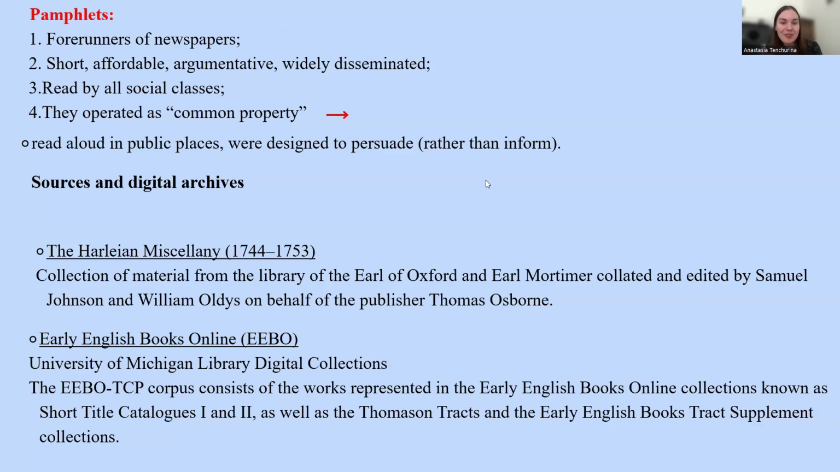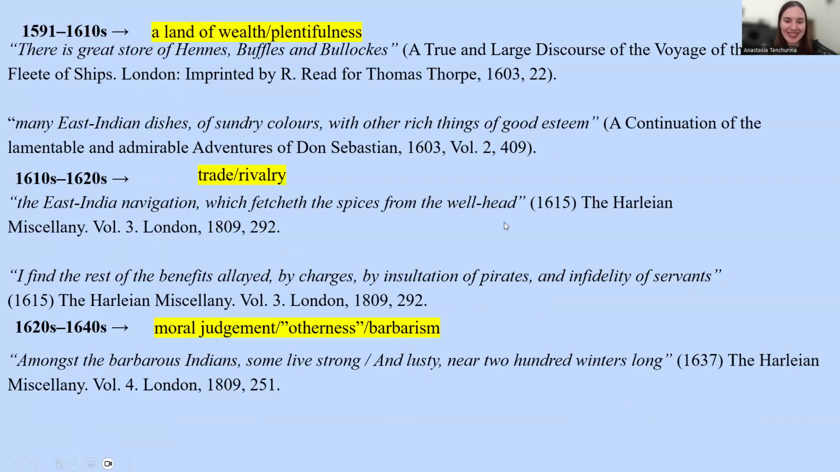Perhaps I can show you certain examples when it comes to pamphlets. Next slide, please. The earliest pamphlet examples on this slide are still very strongly connected with marvel and with commodity. We shall start with a very simple phrase that dates to 1603: great store of hens, buffaloes, and bullocks, so many chickens, buffaloes, and cattle. A very simple phrase, yet it shows how India enters the text as a space of plentifulness. It emphasizes provisions, animals, immediate materials, the richness of its land.